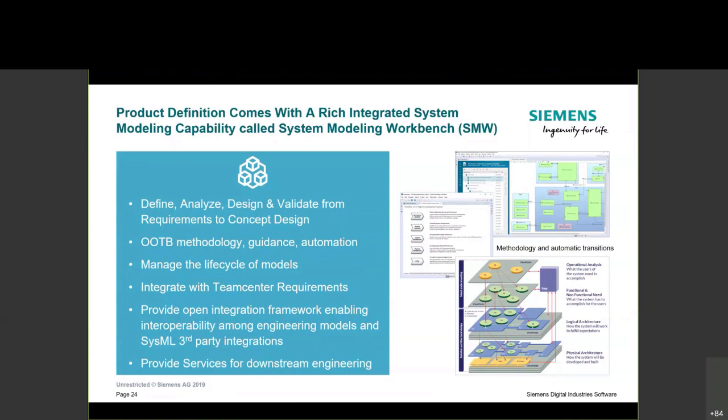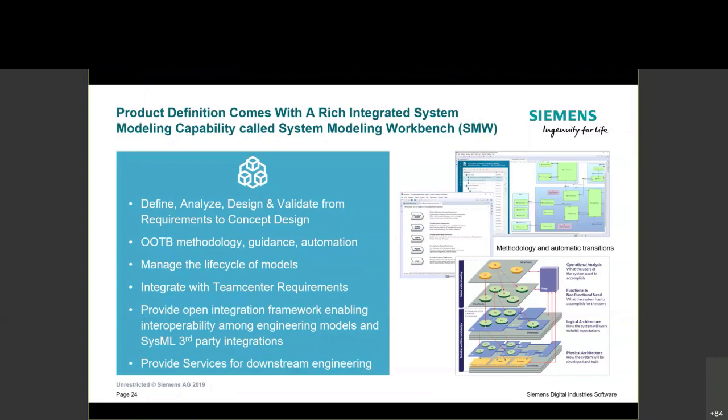Out of the box methodology, we talk about Arcadia, if you're familiar with it, then managing the lifecycle of the models. Not only are we incorporating the model data into Teamcenter, but we're also managing the lifecycle of the models. As you can imagine, many models could be developed for any given program. You need to manage their lifecycle, manage their use, integrate requirements in the models, as I mentioned before. And then, not least, this integration and this framework is providing interoperability.